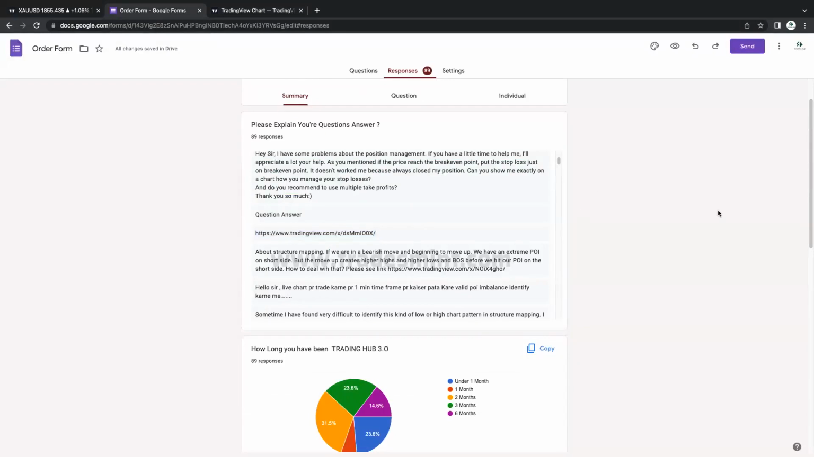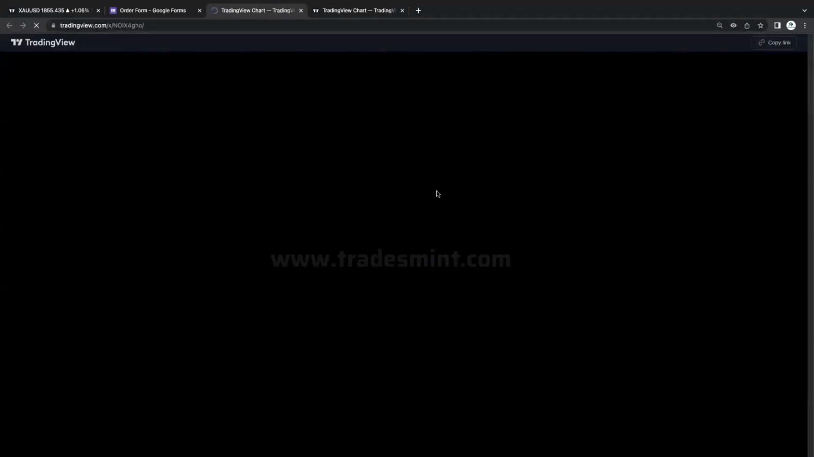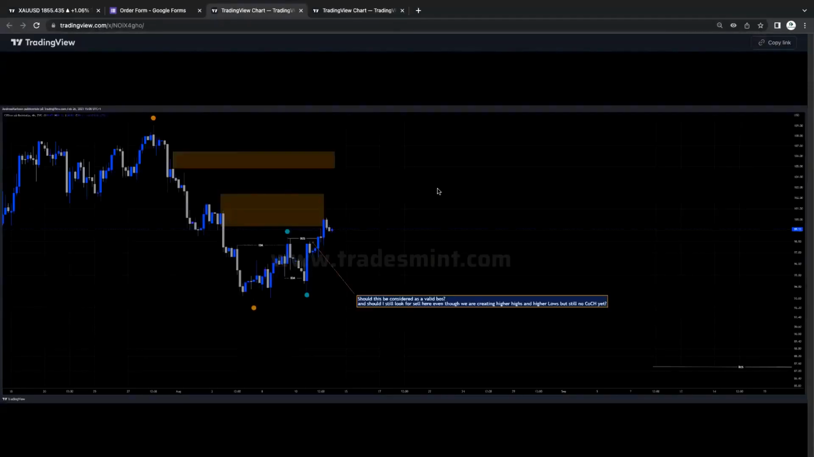And the next question is about the structure. If you are in a bearish trend, and we need to talk about a move up, we have an extreme POI in a short, but we create a higher high. Okay, let's open this. Should we consider this a valid BOS? Should we be looking for the sell here, even though we are creating a higher high?